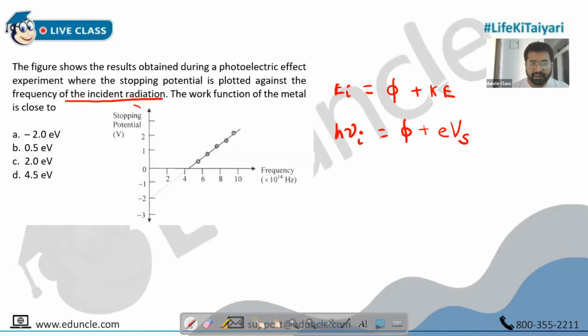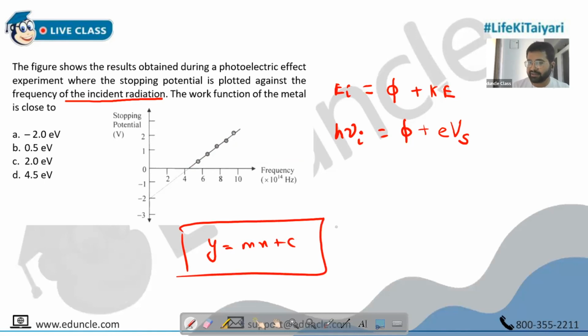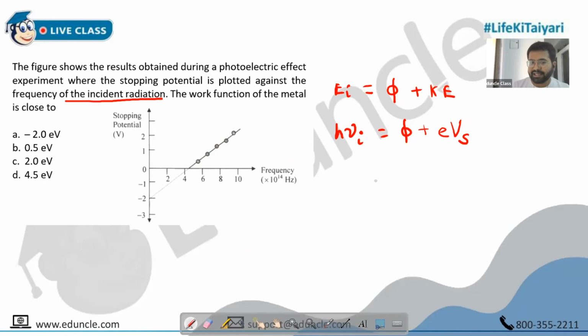We need y as stopping potential and x as frequency, and this is the equation of a straight line. What is the equation of a straight line usually? How do we write this? y equals mx plus c. This is the equation of a straight line where c is the intercept, people. So let's write it in that form.